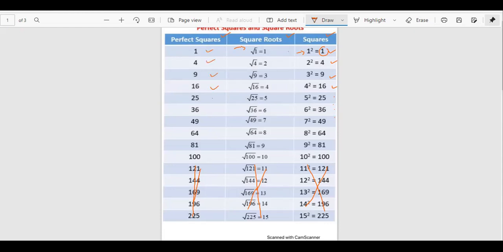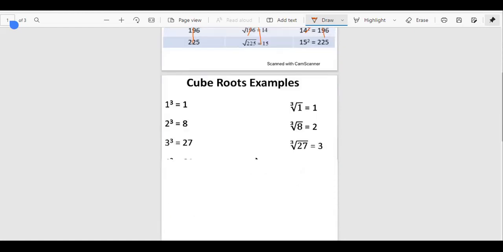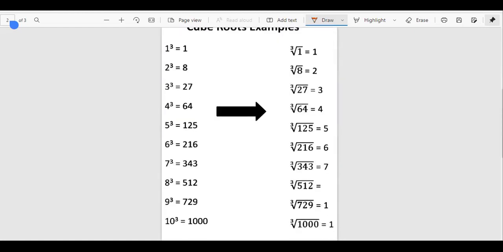And how do we get perfect squares? By simply squaring simple numbers till 10, right? 1 square is 1, 2 square is 4, 3 square is 9, 4 square is 16, and so on, right? So any questions? No, ma'am. Okay.